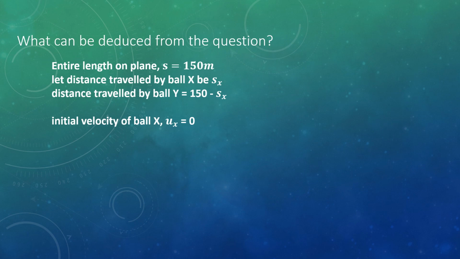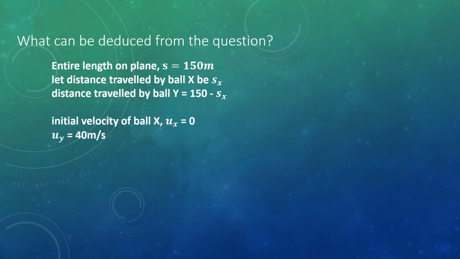The initial velocity of ball X, Ux, is equal to 0. Why? From the question, the ball was left to roll down, meaning initially it was at rest. It was being held by someone, so the ball had no velocity. The initial velocity was 0. I hope it's clear.